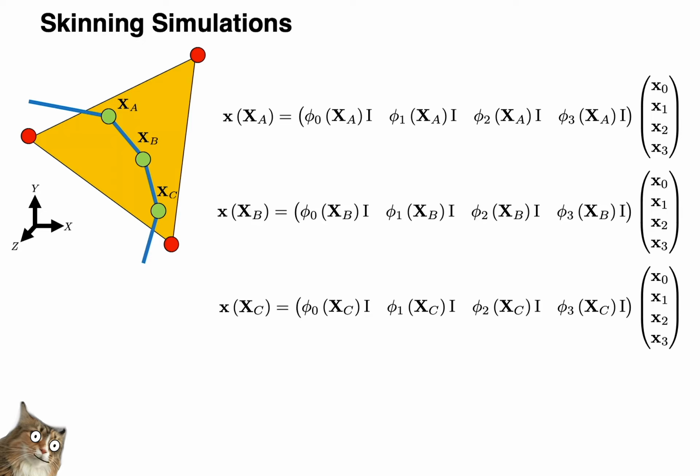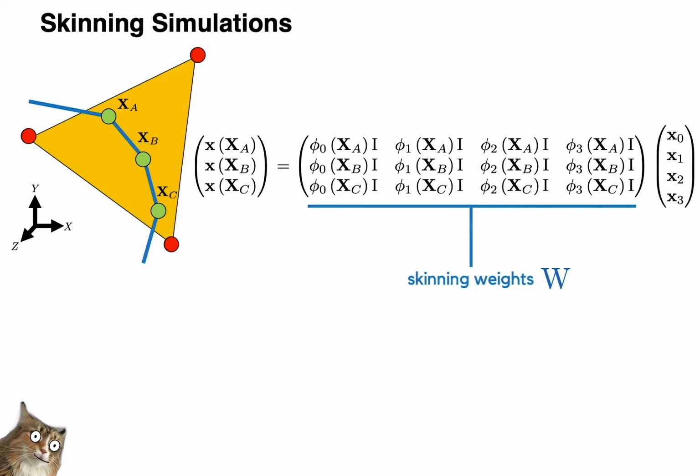Looking at these equations, we see that the world space positions of our surface mesh are linear in the positions of the tetrahedron vertices. This means we can rewrite this set of equations using a matrix vector product, where W is a matrix of skinning weights, in this case filled with our shape function values.